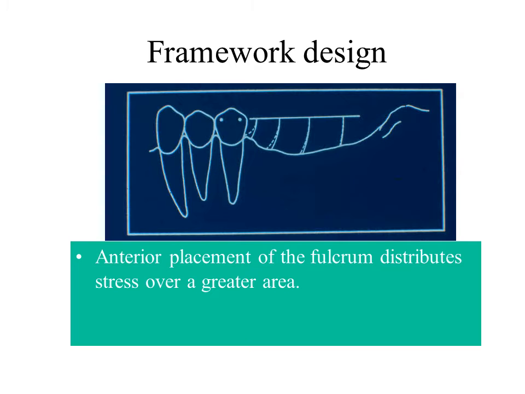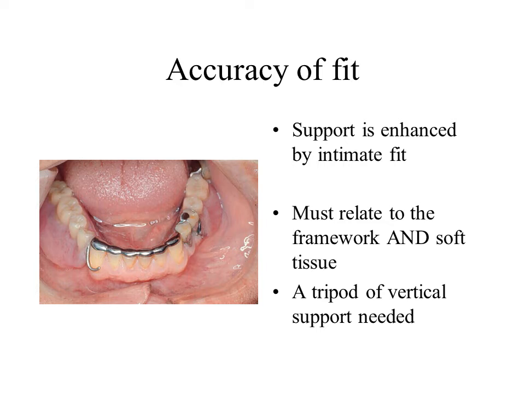Some rotation of the distal extension partial denture is inevitable under functional loading. The greatest movement takes place at the most posterior extent of the denture base. Therefore, inclusion of the retromolar pad will assist in support of the partial denture. Placement of the rest anteriorly will distribute stress more effectively. To optimize stability of the RPD, the partial denture framework must accurately fit the arch, and have a tripod of vertical support from the rests.